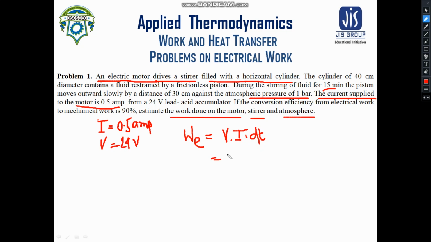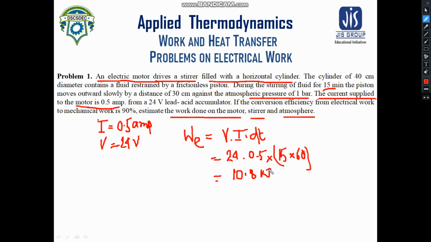So voltage is 24 volts, current is 0.5, and the time is 15 minutes. So we need to convert this 15 minutes into seconds. That is very simple. So ultimately it will give a result of 10.8 kilojoule. So using the simple formula of electrical work transfer, we can calculate the work done on the motor.